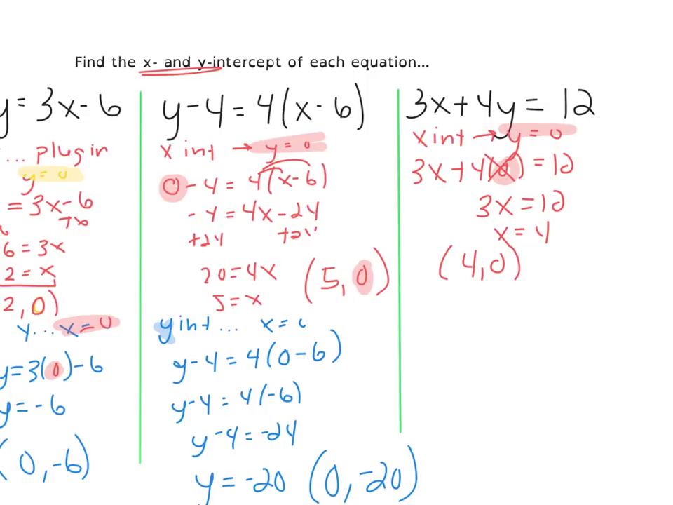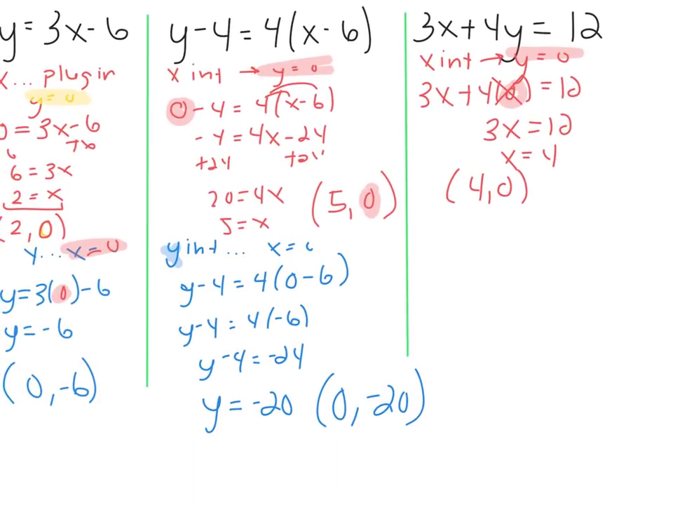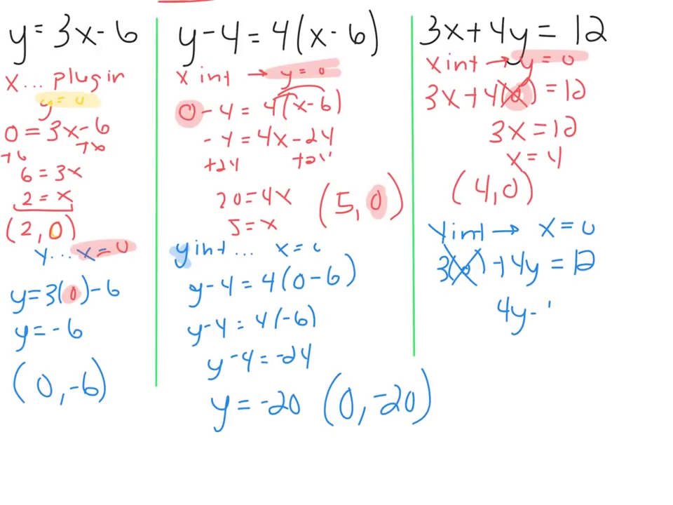On to the y-intercept. For the y-intercept, we know that the x value is 0. So we plug in 0 for x this time, and then we solve for y. So that's just 0. So we have 4y is equal to 12. So y is equal to 3. So as a point, 0, 3.